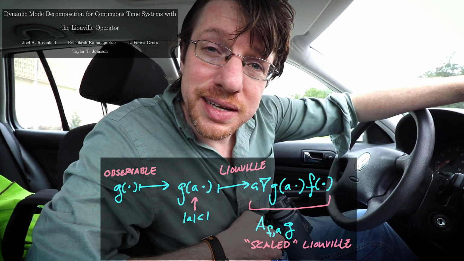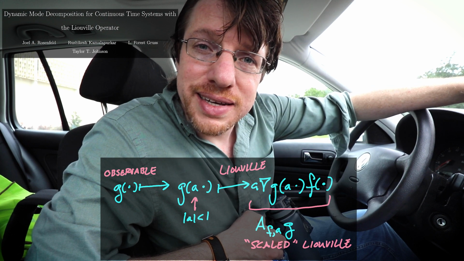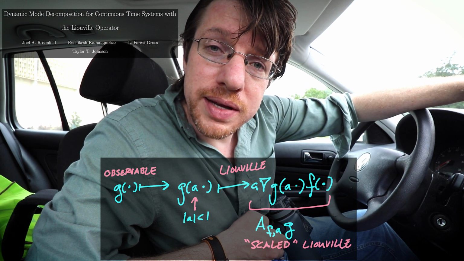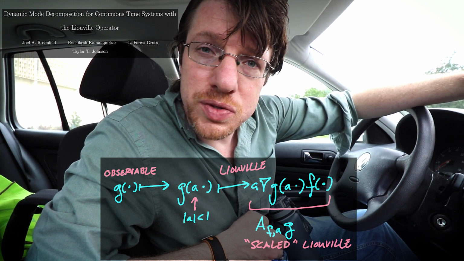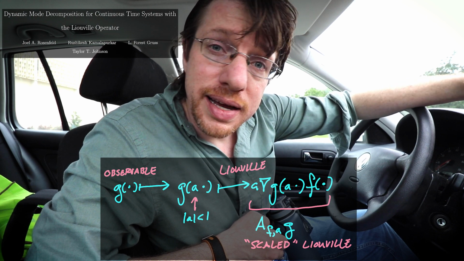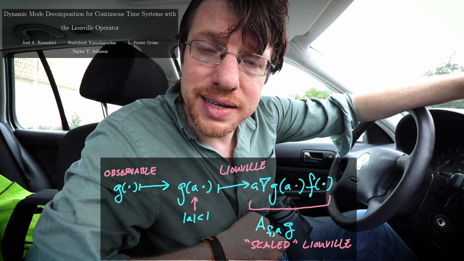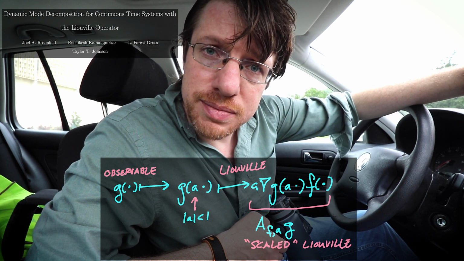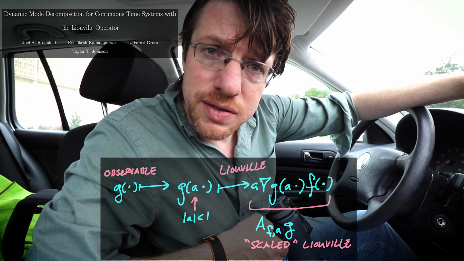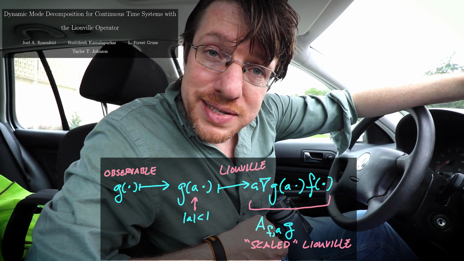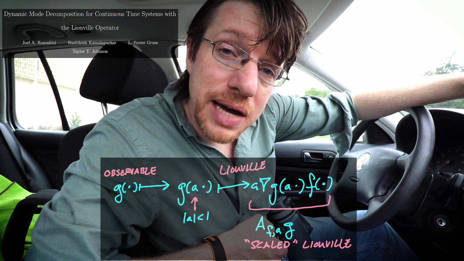And the first way is something that my colleagues and I have published, a scaled Liouville operator. And this is really interesting because what you do is, before you take the gradient and multiply by f from your dynamics, you actually compose with a scaling. So you choose some a with magnitude less than 1, and you multiply it times x. And if you do that, and then apply the Liouville operator, you end up getting that scaling factor a times the gradient of g composed with a times x, times f of x. And if you're over the Fock space and your f is a polynomial, it turns out that this is compact.